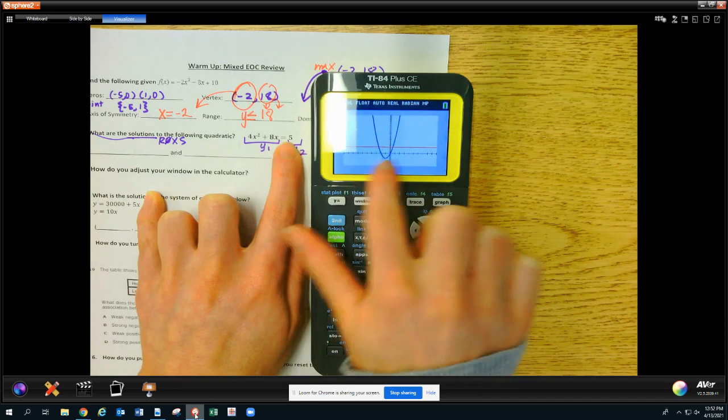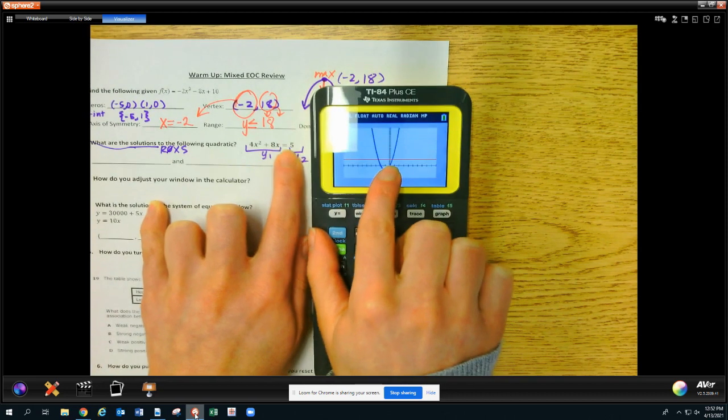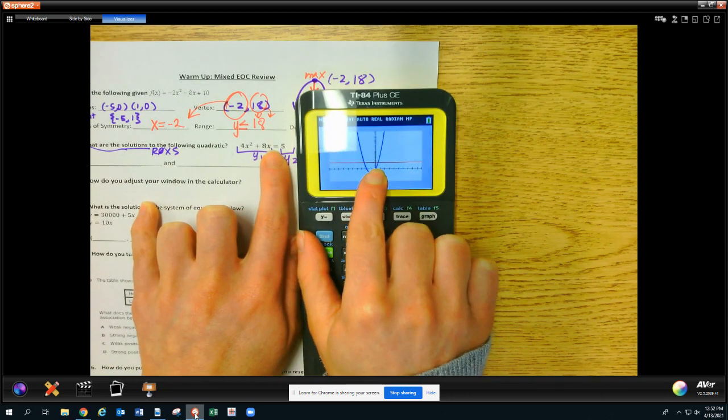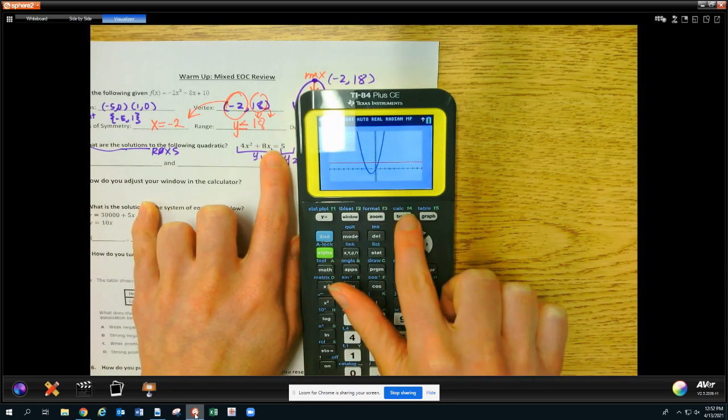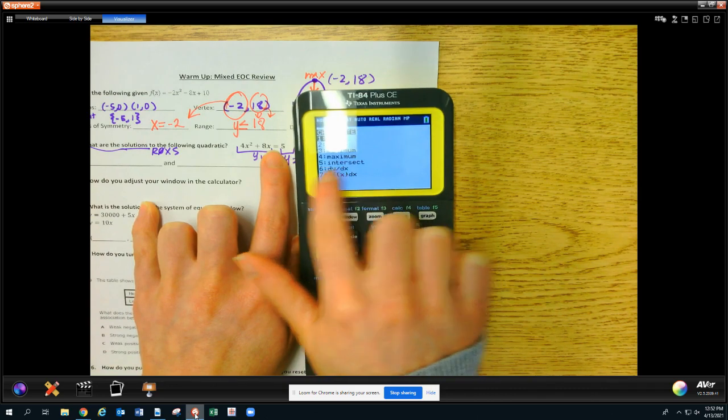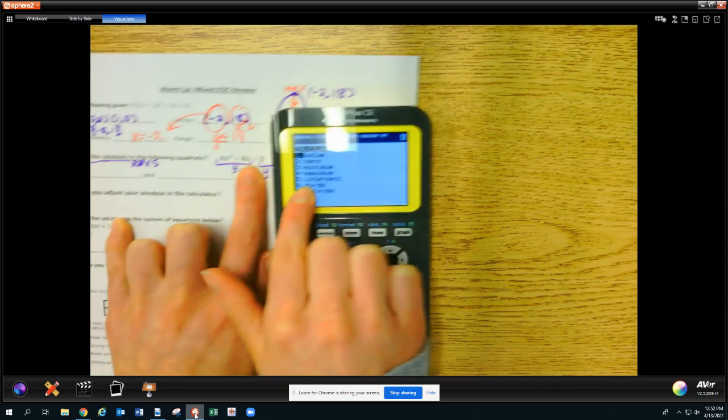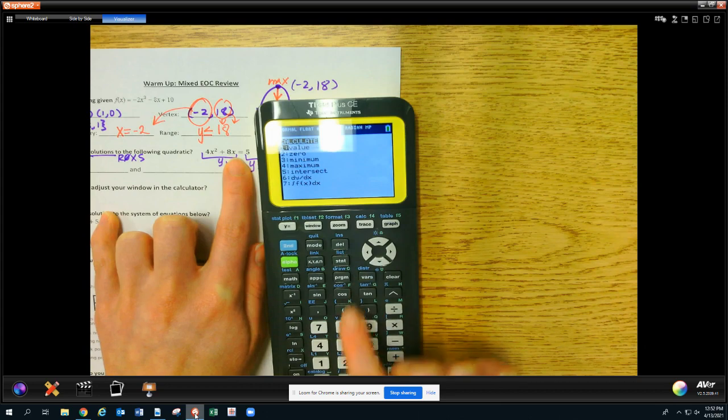Okay, the red and the blue intersect twice, so I see that there are 2 solutions. We have to find both. So you do second trace, and this time we're going to choose intersect. We want to choose the intersection points. So option 5.